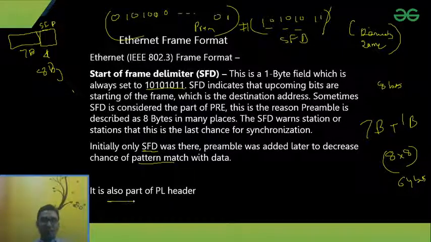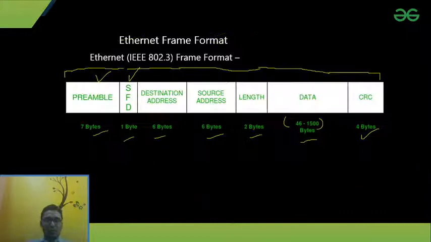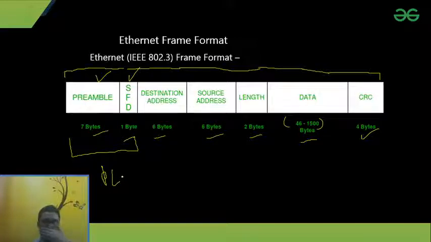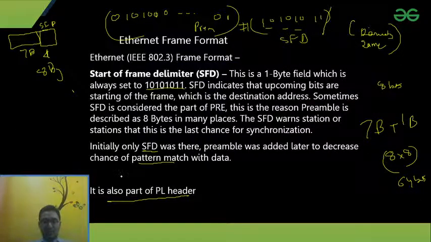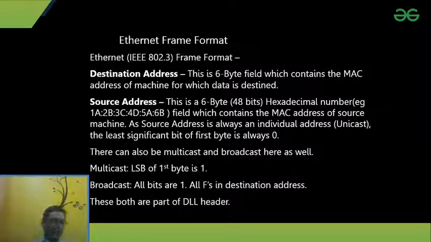This is also a part of the physical layer header. So what we studied up till now, these two things are added by the physical layer. The physical layer added these two parts in our frame. Fine. Let's talk about the next thing. The next thing is addresses.